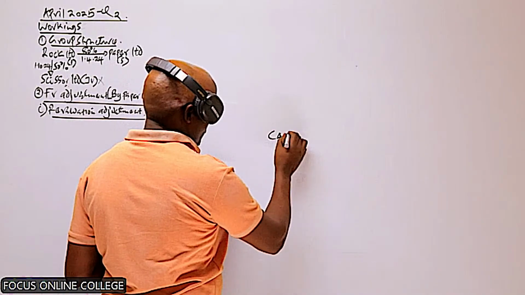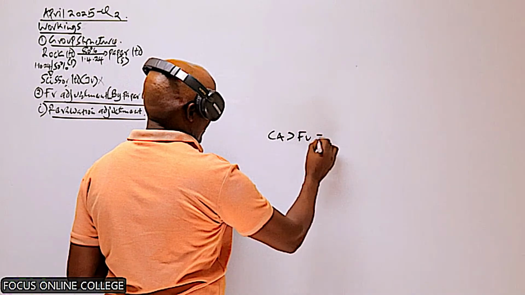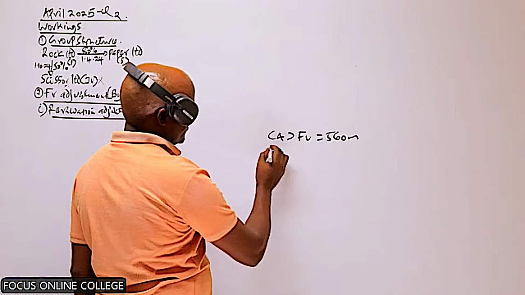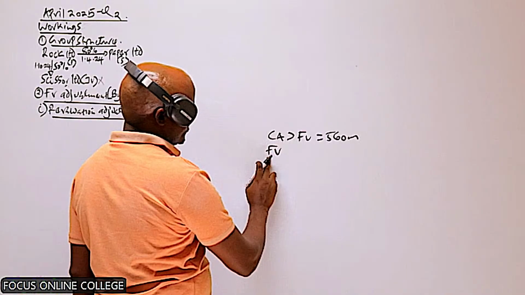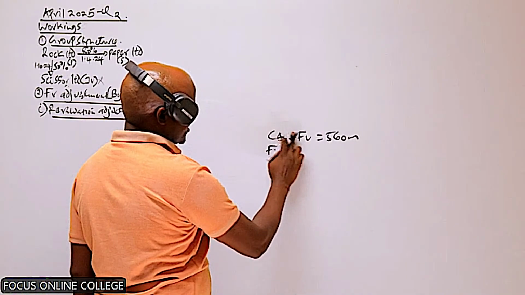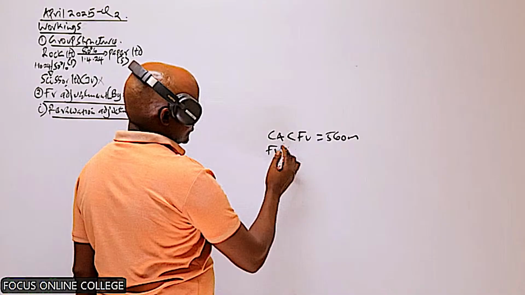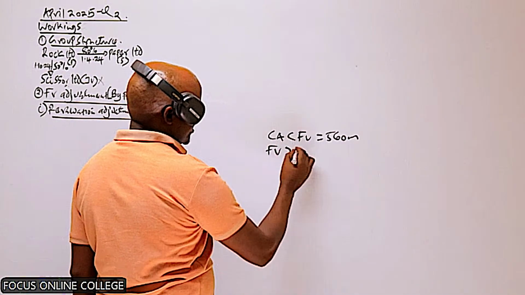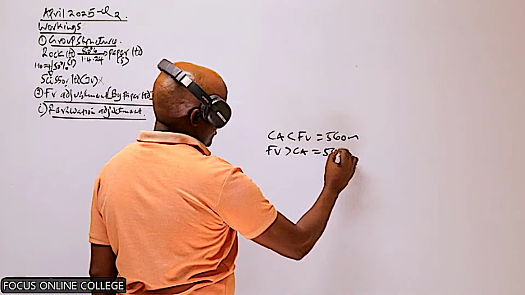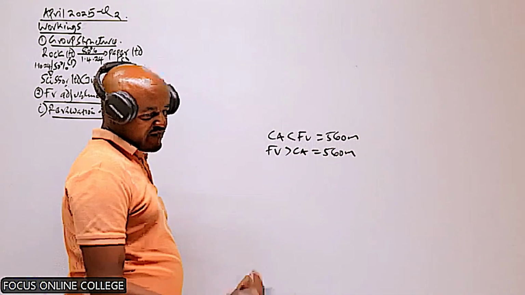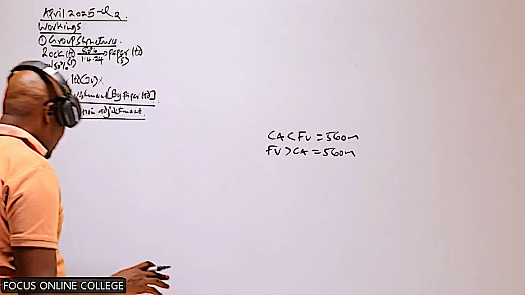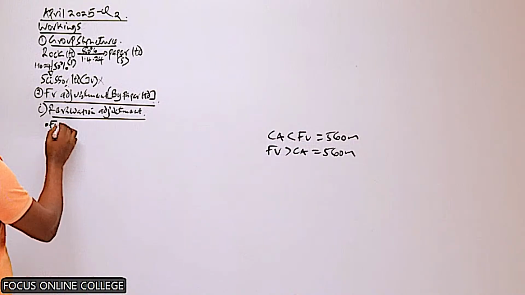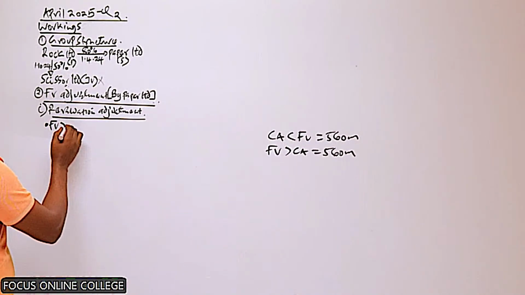So this one was less than fair value, with 560 million. In other terms, we start with the fair value, then change the inequality sign. Remember, this was less than, so we change it to greater than. The fair value is greater than the carrying amount of 560. If the fair value of an asset is more than its carrying amount, automatically that is a revaluation gain. So the fair value of this item of office equipment was more than the carrying amount.